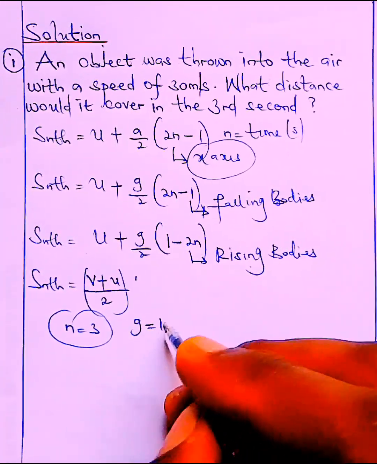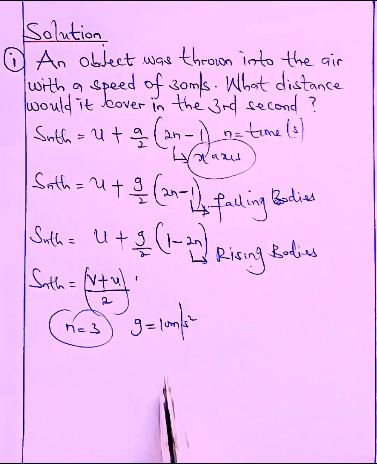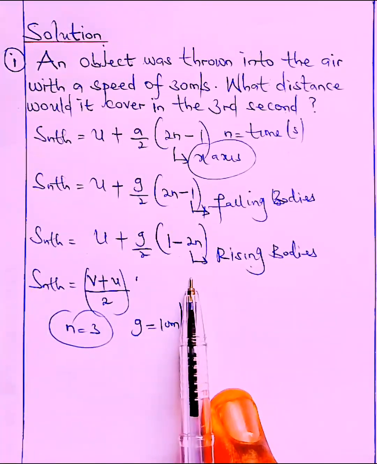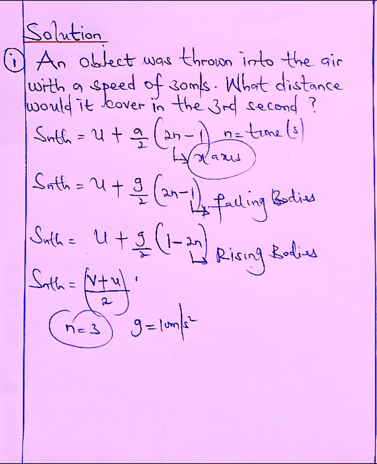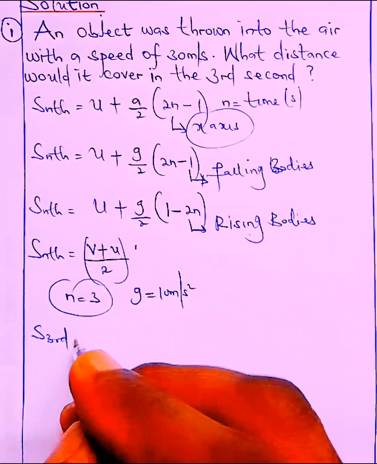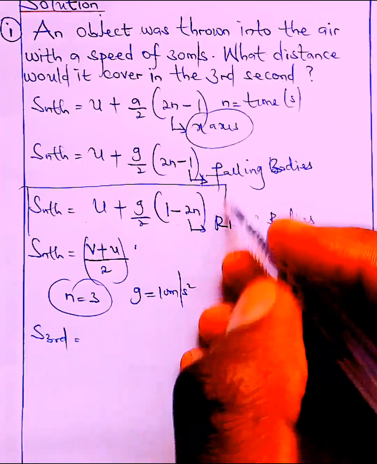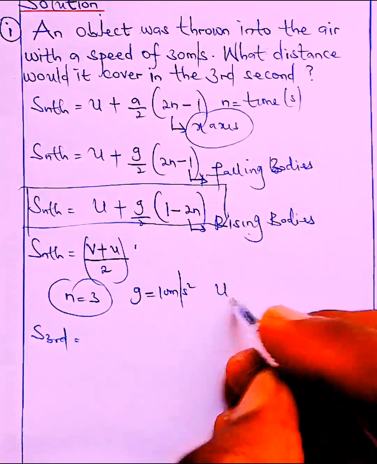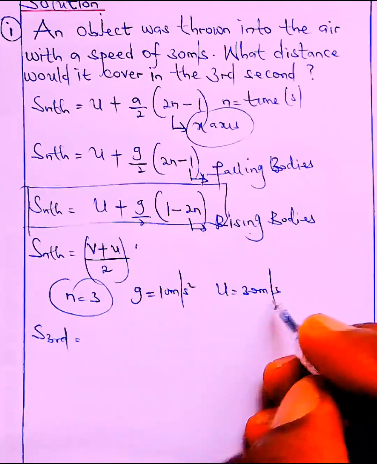Gravity is 10 meters per second squared. Don't forget this is supposed to be minus gravity, but this is a formula already derived. Everything has already been fashioned in. So how do we get the distance covered by the body in the third second? That will be s third second. We're using the third formula here. Initial speed already has been given as 30 meters per second.